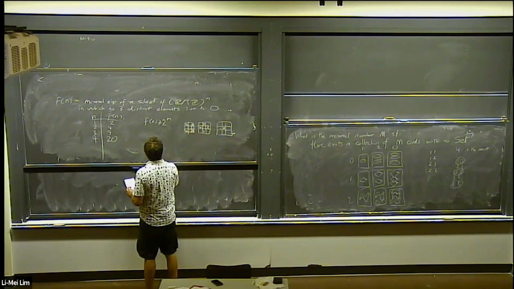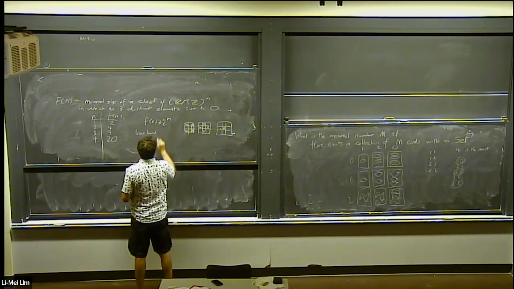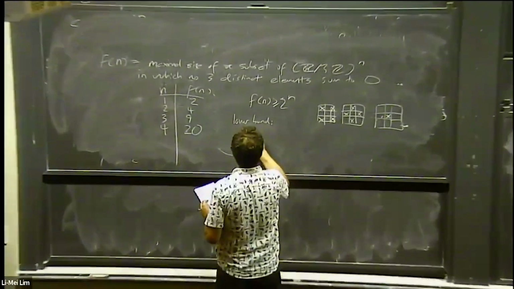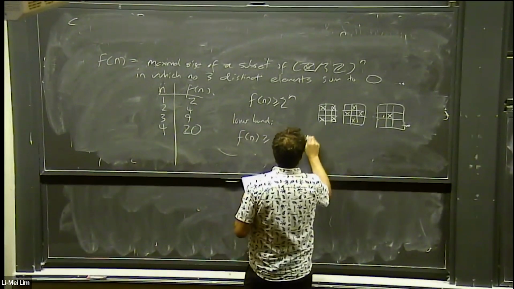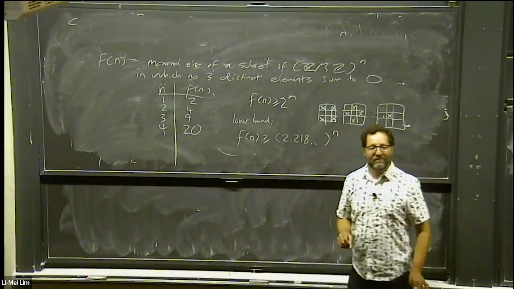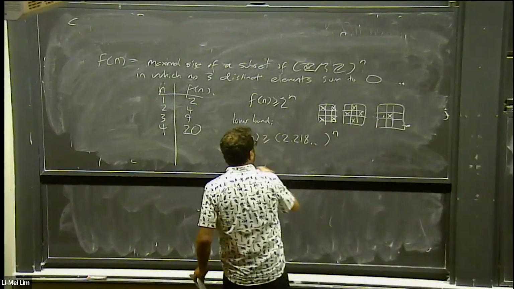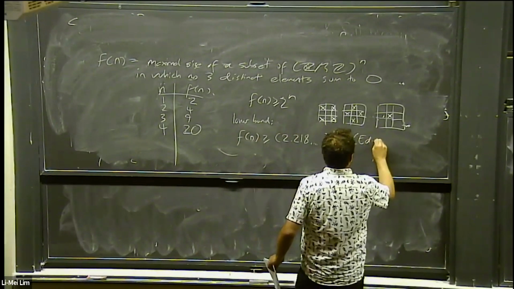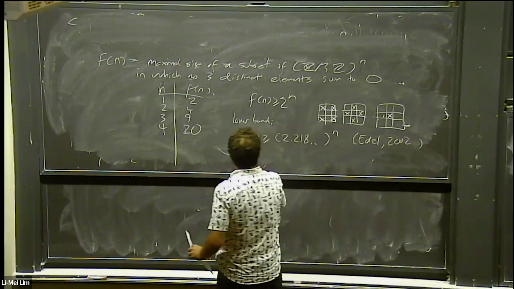I'm trying to think what order to say things in. Okay, so for lower bounds, you can get something like about 2.218 to the n. And for a lower bound, I think this is due to Edel from about 2002, if I remember correctly.